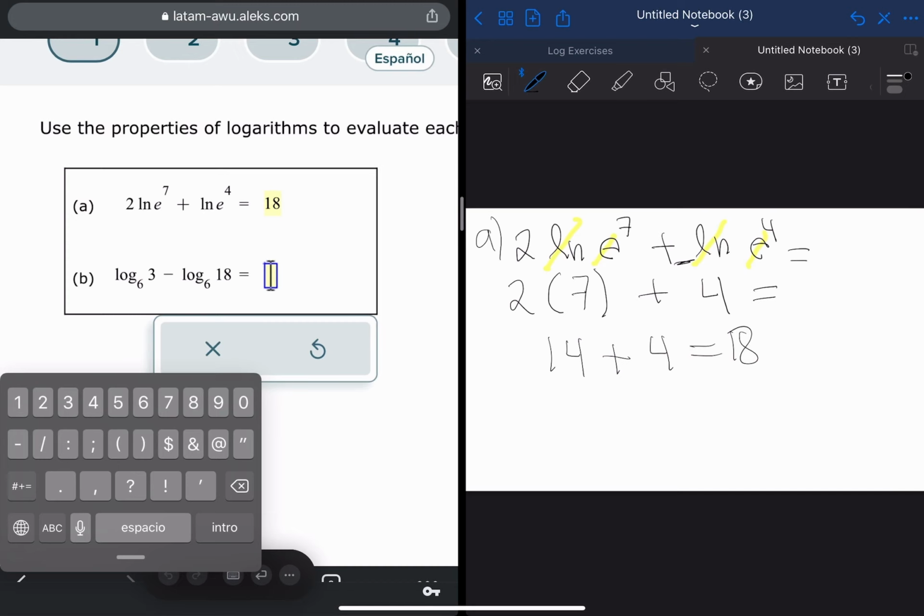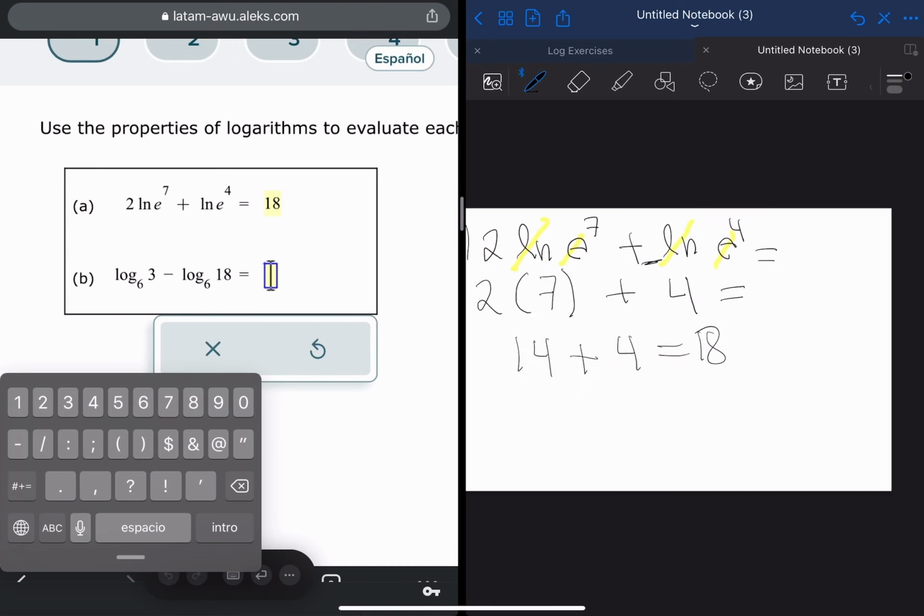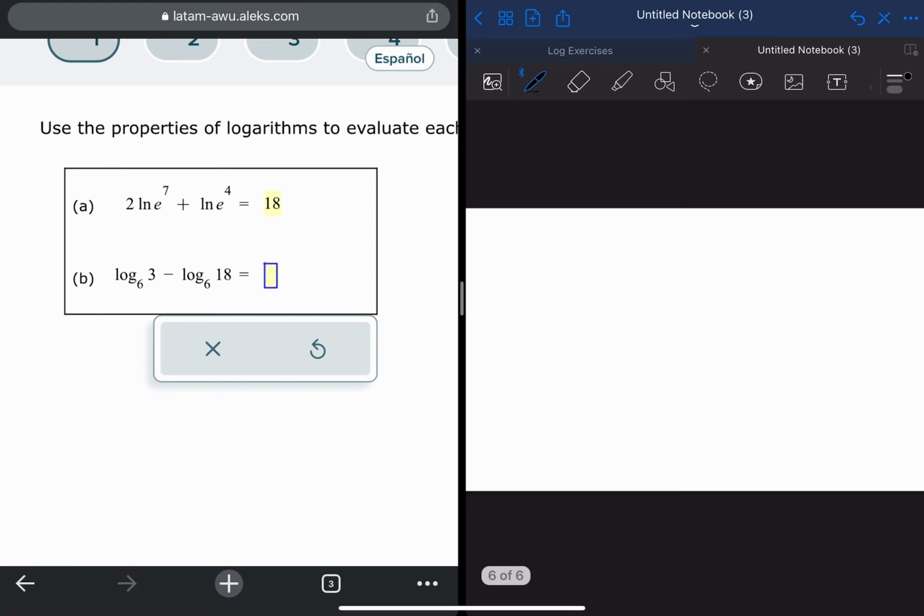Alright? Now, second exercise. It's pretty similar, but not exactly the same. For that exercise, we need to remember another rule of logarithms that tells us whenever we have the subtraction of 2 logarithms which are in the same base, in this case the base is number 6, we can rewrite that as the division of a single logarithm of 3 over 18.